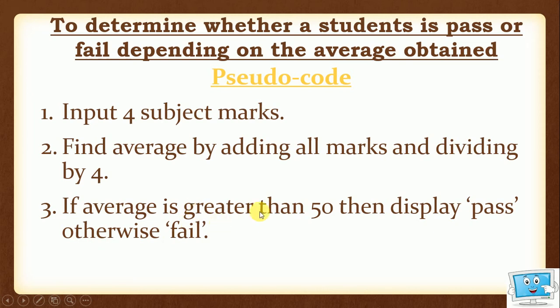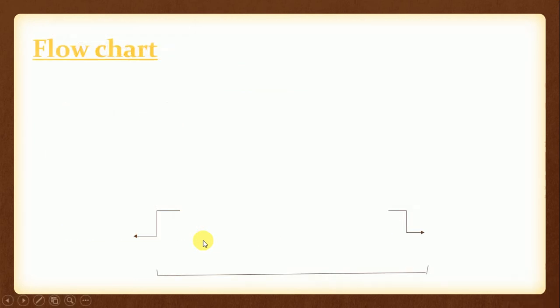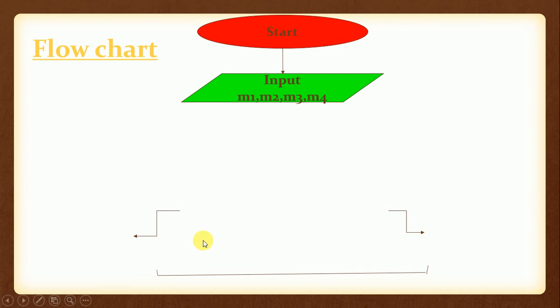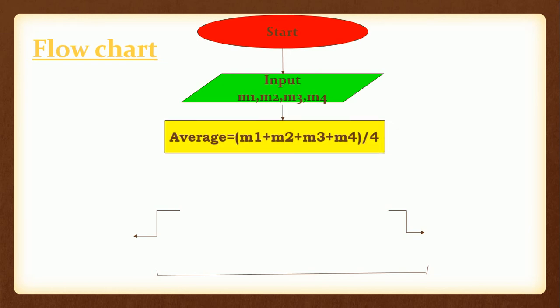Now here the output is dependent on a condition: if the value of average is greater than 50, then the output should be pass, otherwise it should be fail. Now here is our flowchart. Start with the start symbol, connector. In the input box, take the marks of 4 subjects M1, M2, M3 and M4. Clear? Then we need to find the average, so we need to put it in the processing box, right? Average equals M1 plus M2 plus M3 plus M4 divided by 4.